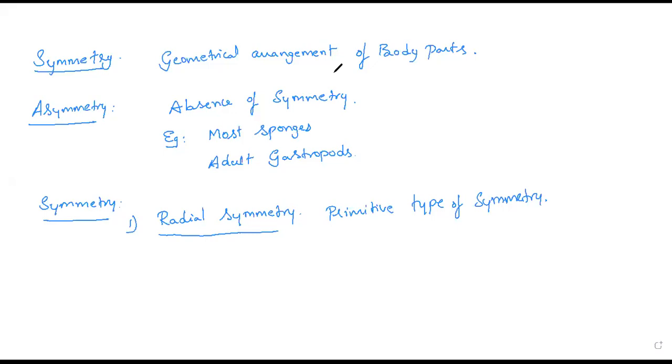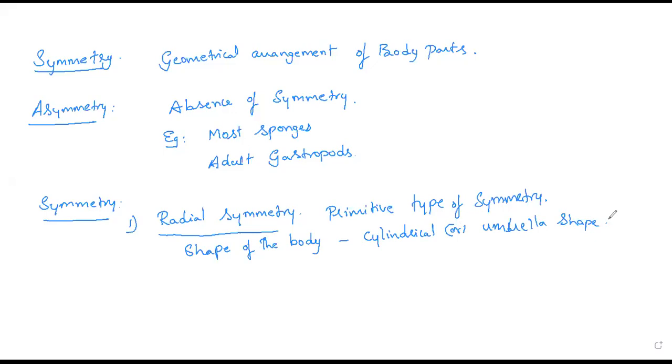Right, radial symmetry means it is a primitive type of symmetry. In radially symmetrical animals, the shape of the body is cylindrical or umbrella shaped. So, a primitive type of symmetry, and the shape of the body is cylindrical or umbrella shape.